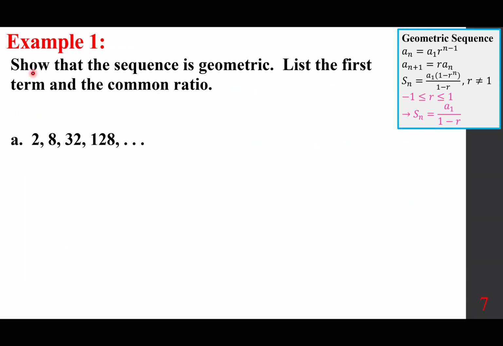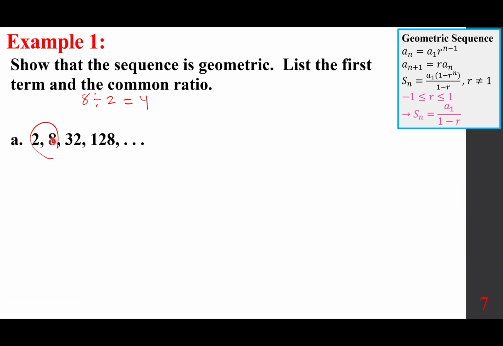Show that the sequence is geometric, list the first term and common ratio. If you claim something is arithmetic or geometric, first you have to come up with the first term, then for the arithmetic, the value of d, the difference. For geometric, you have to come up with the common ratio r. So obviously the first term is 2. Now divide 8 by 2. That gives you 4. In other words, if you multiply 2 by 4, you get 8.